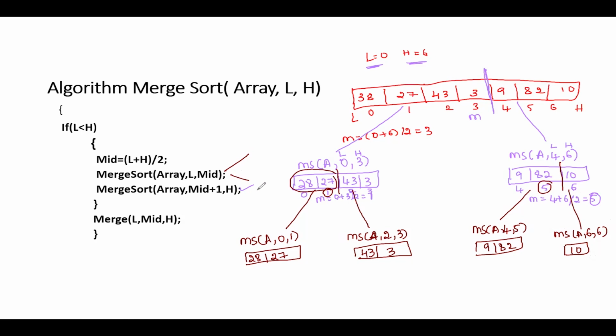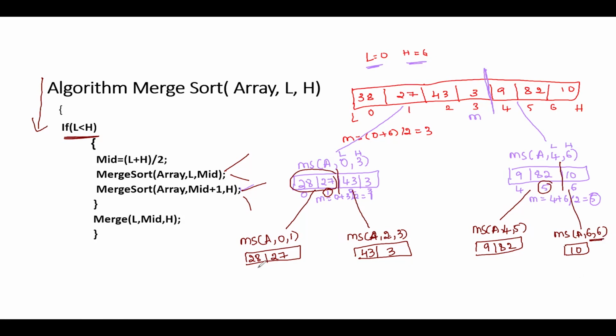Now remember, every time I'm calling this merge sort, this is going to call further two merge sorts. So every time you're calling a merge sort, you're entering once again here, and you also have to check that lower should be less than high. In all these cases, lower is less than high, but only in this case lower is equal to high, which means I'm not going to further divide it.